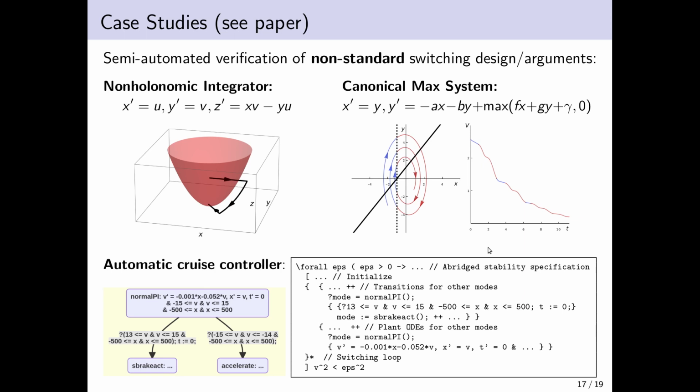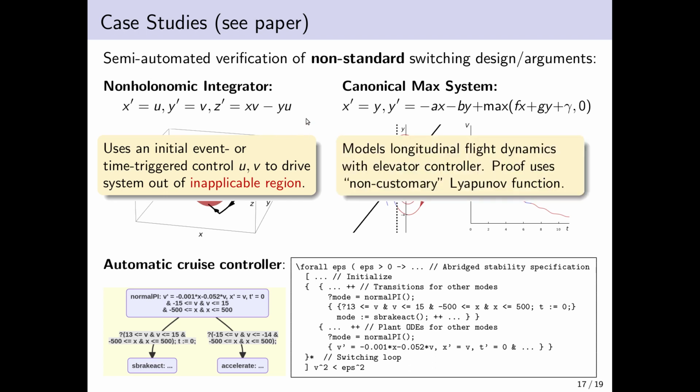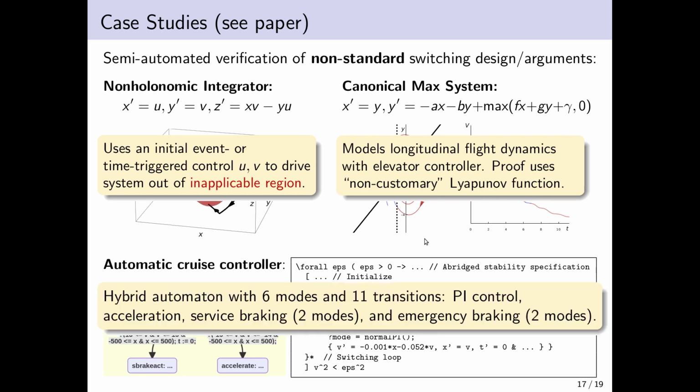In addition, in the paper, we also showed that we can support semi-automated verification of non-standard switching designs. And in particular, we apply this to 3 case studies in the literature. For example, we have the so-called nonholonomic integrator, where we need to switch between an initial controller and another controller once the system is driven to an applicable region. We have a model of longitudinal flight control, where the controller is mediating between 2 different control objectives. And we also have an example of an automated cruise controller where the switching is orchestrated by a hybrid automaton model.